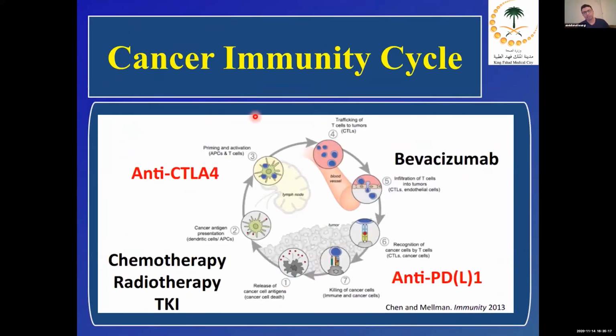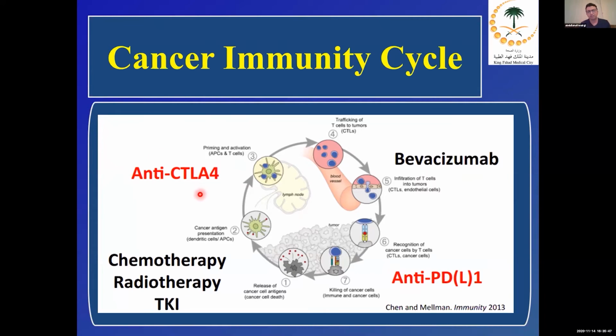And the combination strategy was created from this cancer immunity cycle. As you know, in cancer, we treat patients with different anti-cancer treatments that could include chemotherapy, radiotherapy, anti-angiogenic drugs like bevacizumab. From the checkpoint inhibitors, we have different classes. We have the PD-L1 checkpoint inhibitors, as well as the anti-CTLA-4 inhibitors.